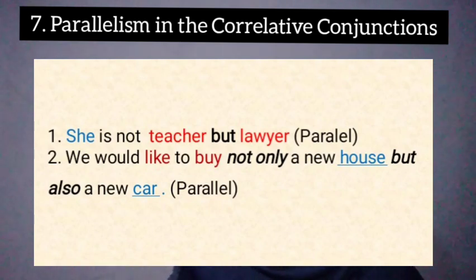And the next is, we would like to buy not only a new house but also a new car. A new house is adjective plus noun and a new car is adjective plus noun. The correlative conjunction is not only and but also. So it's a parallelism.